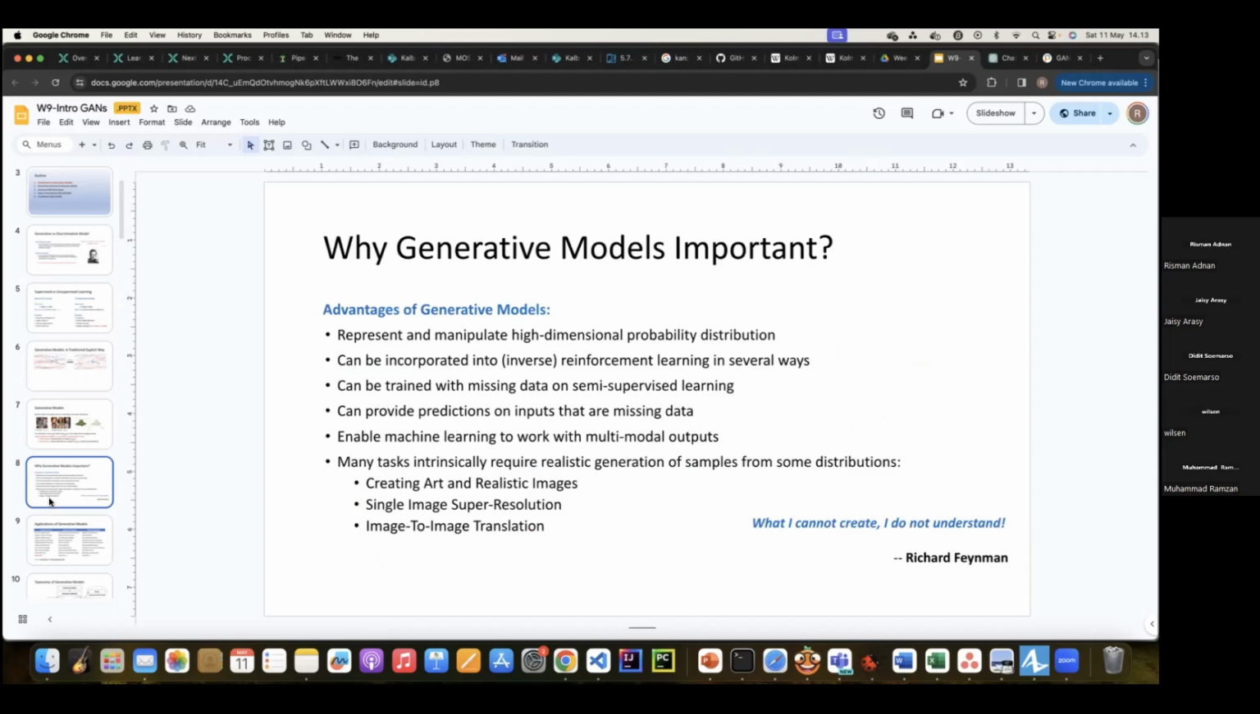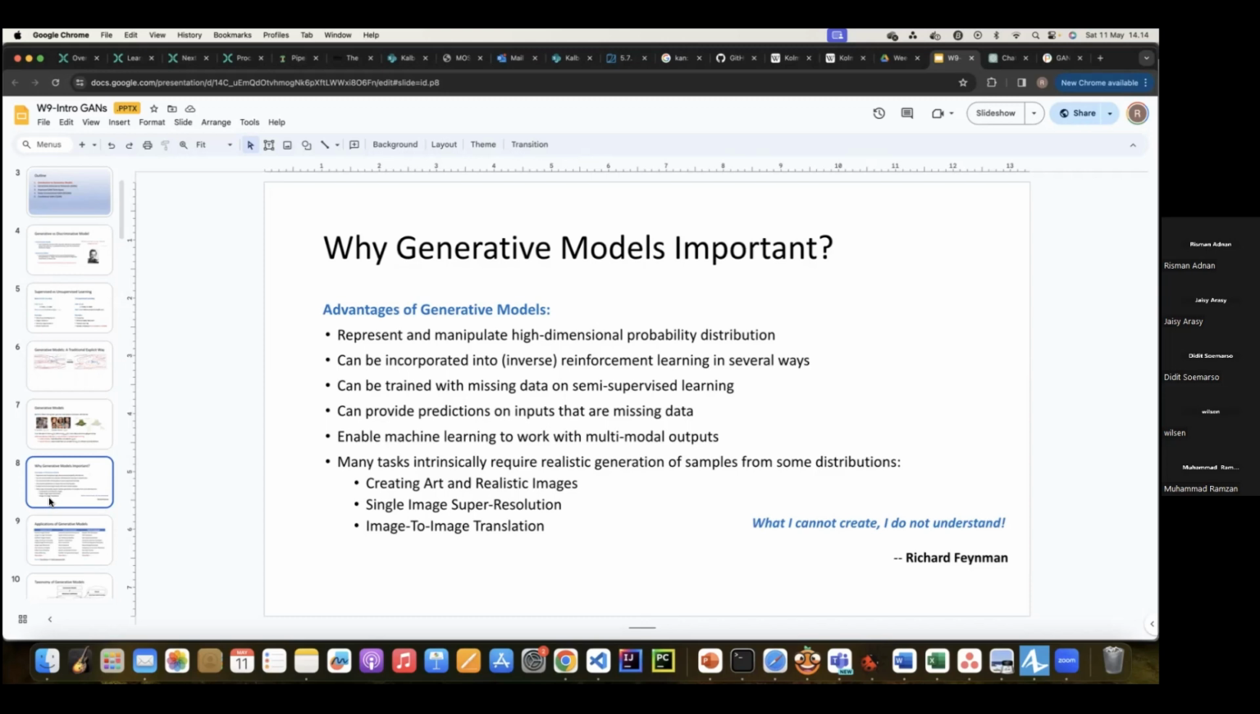So why is it very important and becoming more important in Gen AI? Because let's say you have data and you can estimate the probability distribution that generates the data, then you can represent and manipulate the high dimension probability distribution. You can perform inverse reinforcement learning. You can train on missing data. If you do semi-supervised learning, you can make predictions on missing data, and many more. If you're watching TV using a Samsung TV, the high resolution pixels generated by the Samsung HD TV are generated by AI. It's no longer by the sensor.